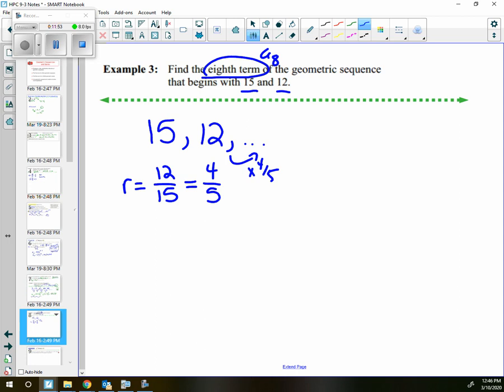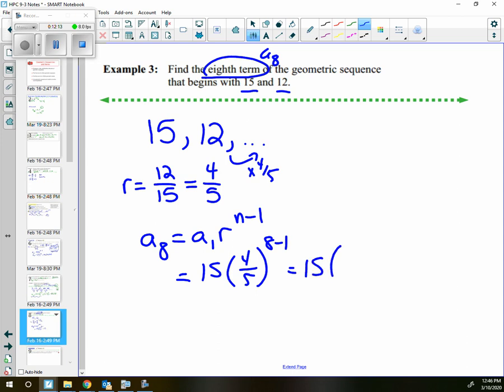I'm not sure I really want to write out 8 numbers, especially if they're fractions, because they might get kind of small and kind of gross. So I may be more inclined to use the AN formula, the A1 R to the n minus 1, because it might be a little bit more efficient. So my A1, that 15, my ratio is 4/5, and I'm going to raise that to the 8 minus 1 power, or 15 times 4/5 to the 7th.